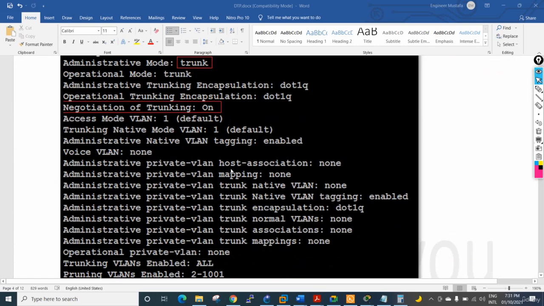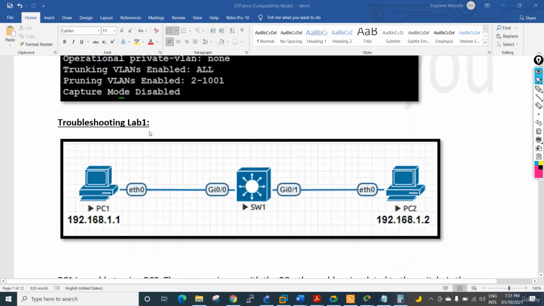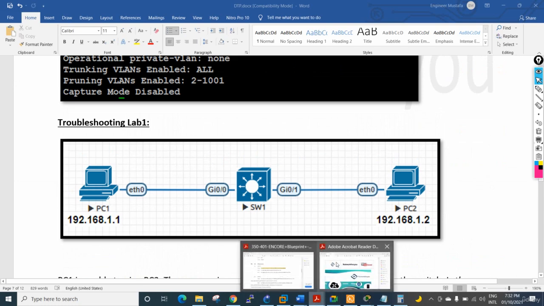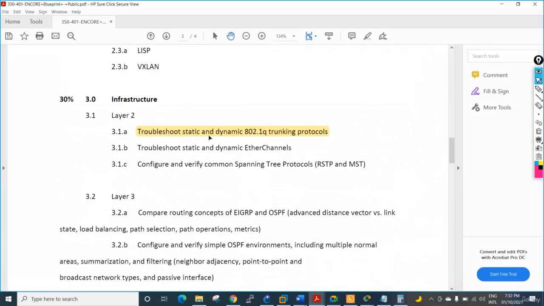As mentioned in our syllabus, we will do troubleshooting lab 1, lab 2, lab 3. If you see here, the syllabus says: troubleshoot static and dynamic 802.1Q trunking protocol. So in a real scenario, if you get the issue, how are you going to fix it, and what things do we need to look at, we are going to check in our next class.